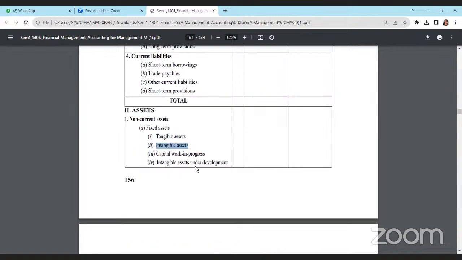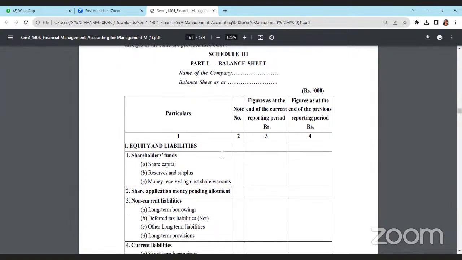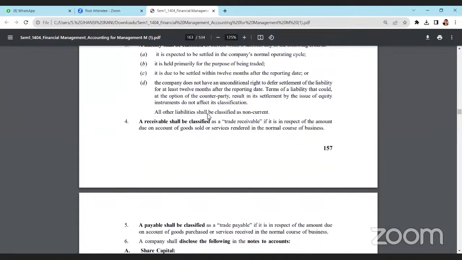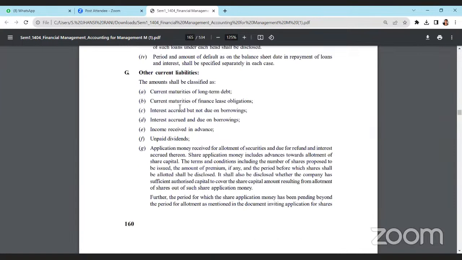So this is a format you have to follow. The same thing which we have learned in the earlier class about the balance sheet, the same perspective, but different headings and different positions have been changed. The balance sheet has to be prepared as per Companies Act 2013. So that's what they explained here, what comes under what.